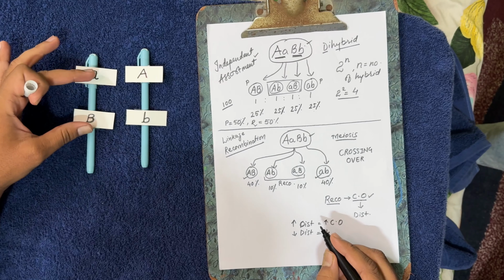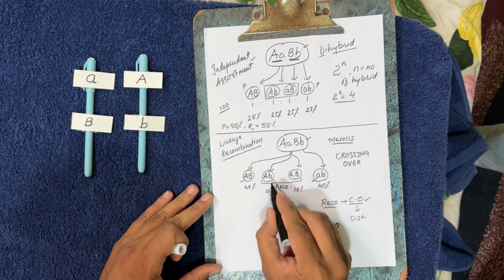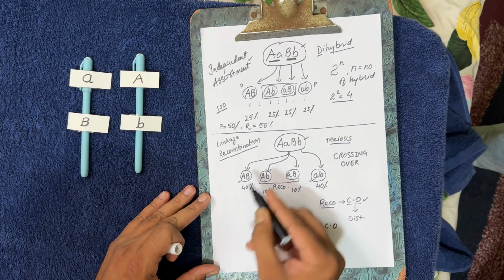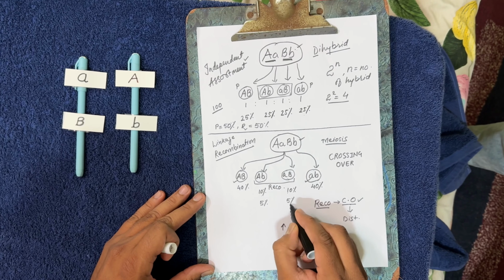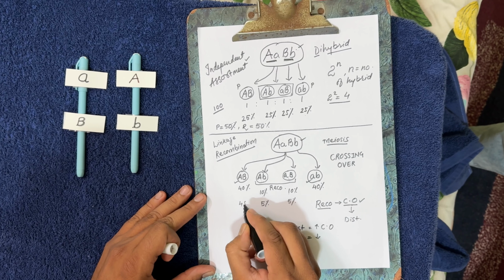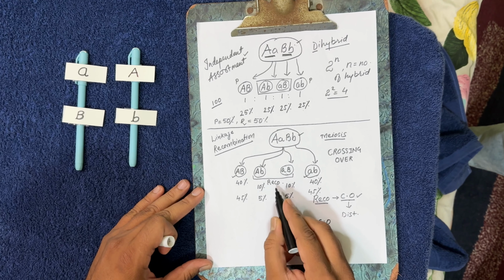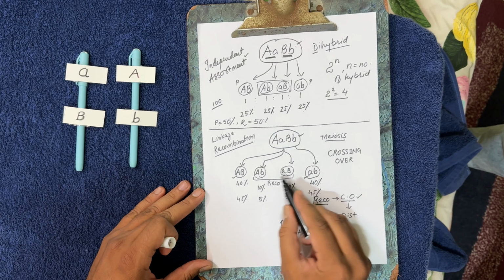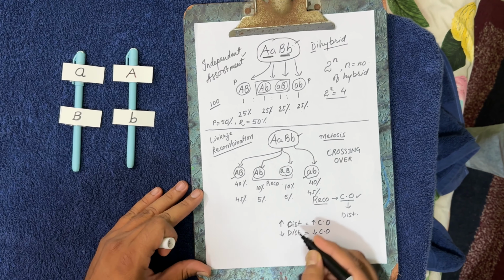So now I have decreased the distance. As I have decreased the distance, the number of recombinants would reduce further. Let us say it would become 5%, 5%, and this would become 45%, 45%. So on what factor does it depend how many recombinants would be produced? It depends on the distance between the genes.